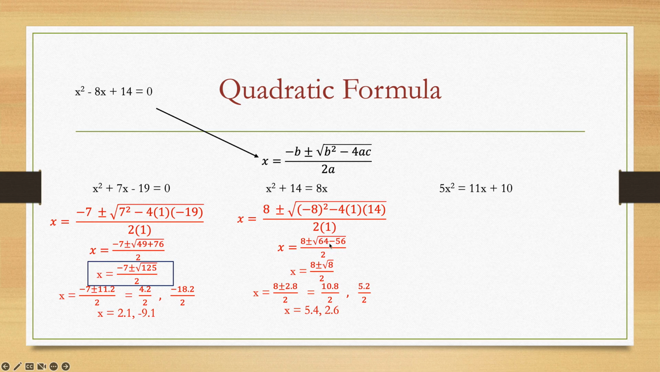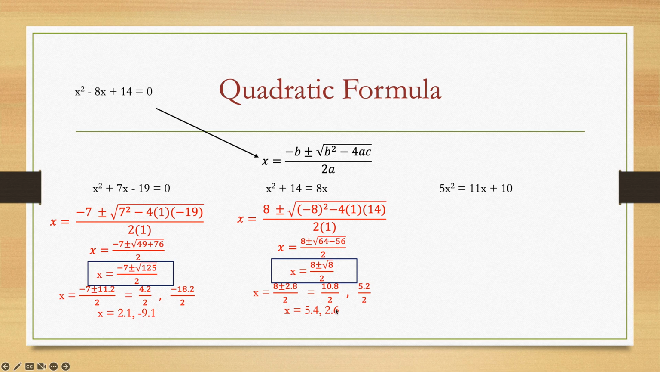So I get 8 plus or minus the square root of 64 minus 56, which is 8. The square root of 8 was 2.8. 8 plus 2.8 is 10.8. 8 minus 2.8 is 5.2. 10.8 divided by 2 is 5.4, and 5.2 divided by 2 is 2.6. If they asked you for radical form, there's my answer. It's not simplest, but it is radical form. And for our purposes for this course, that's good enough. And if they ask for decimal form, it's 5.4 and 2.6.